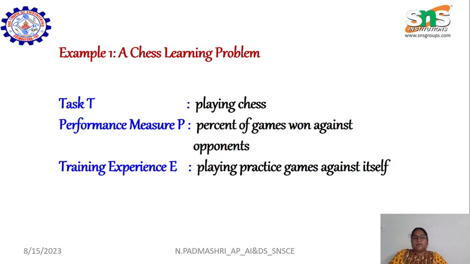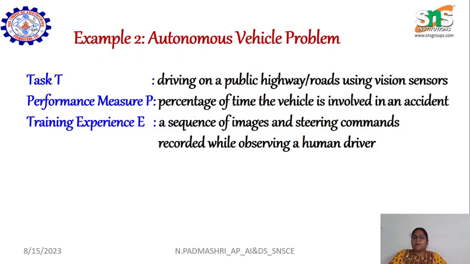We will discuss one more example in the same scenario, the autonomous vehicle problem. We are going to classify what the task, the performance, and the experience E are. When we take the autonomous vehicle problem, the task T is driving on a highway or roads using the vision sensor.